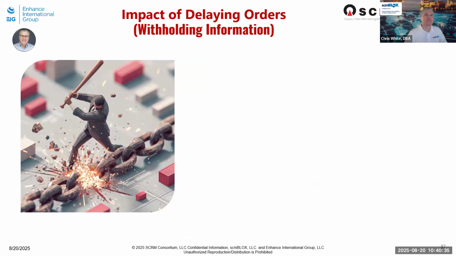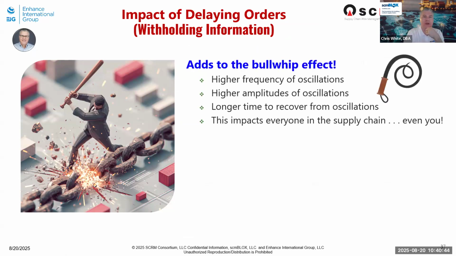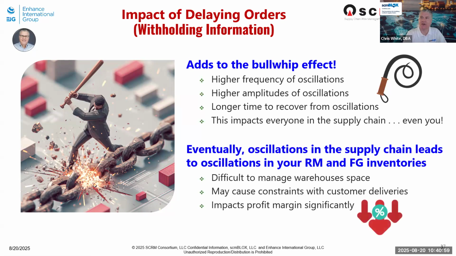So what does this mean? Well, when we delay our orders, number one, we're just crushing the supply chain, and we're adding to the bullwhip effect. We've got more oscillations, higher oscillations, it takes us a lot longer to recover, and eventually this impacts everybody in the supply chain, even you. It might not be immediate. And then eventually these oscillations in the supply chain lead to oscillations in your finished goods and raw material, which, like we said, is difficult to manage in the warehouse. There may be constraints with customer deliveries, and your profit margin may suffer because you don't have room for finished goods to sell, and you're accumulating other materials. So big impact on that.